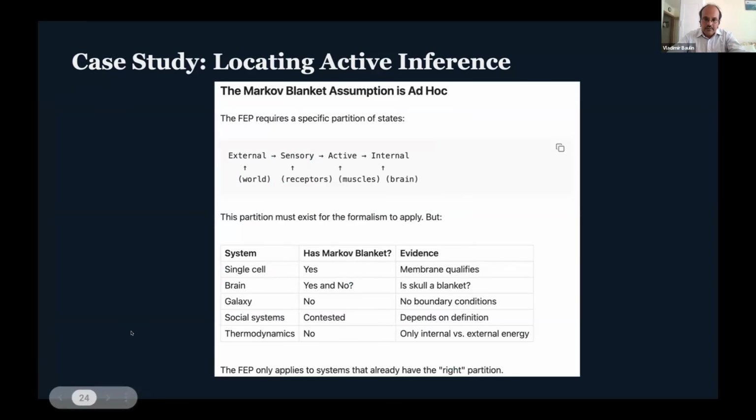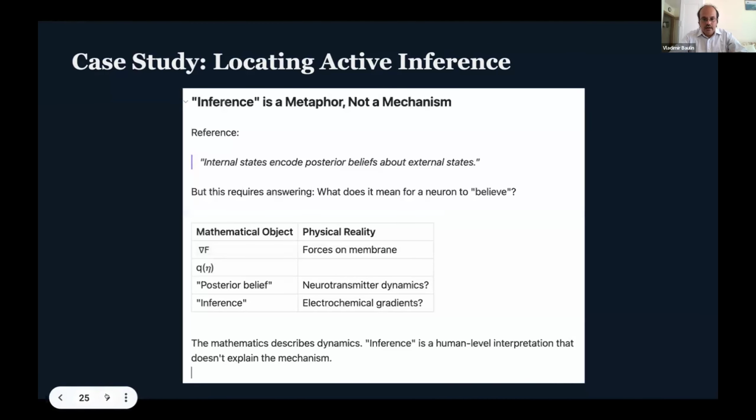For example, one is the Markov blanket. The Markov blanket is considered as follows: you have the external world, which interacts with the receptors, the sensory states, and then it is passed to the active states, actions, muscles, and there is an internal brain, which also works as a generative model. This is a general idea: the Markov blanket is fundamental because you isolate the agent from the external world. And inference is a name, but for the mechanism, there is another thing from active inference: internal states encode posterior beliefs about external states. This is a fundamental statement of active inference.